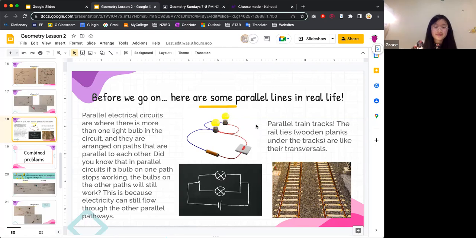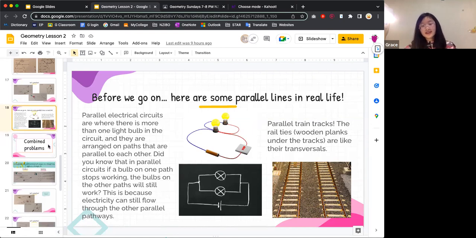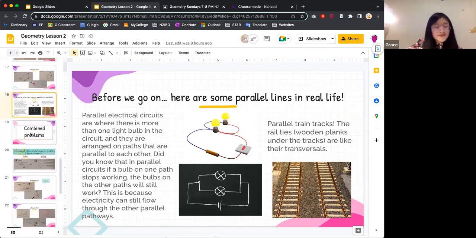And on the right side, we have parallel train tracks. Those are the rail ties, the wooden planks underneath the tracks. They go across the parallel lines of the tracks, right? So those are like the transversals because they're crossing the parallel lines.